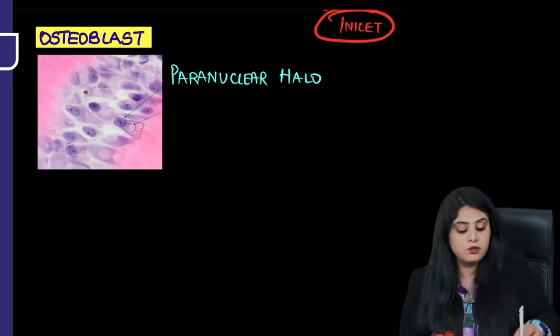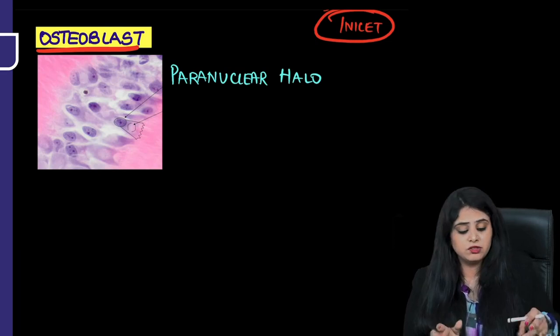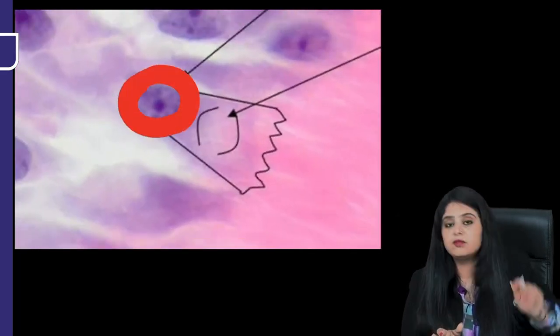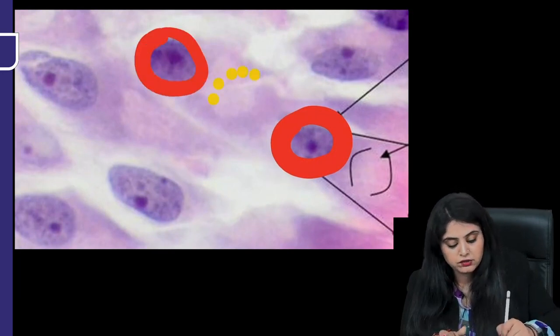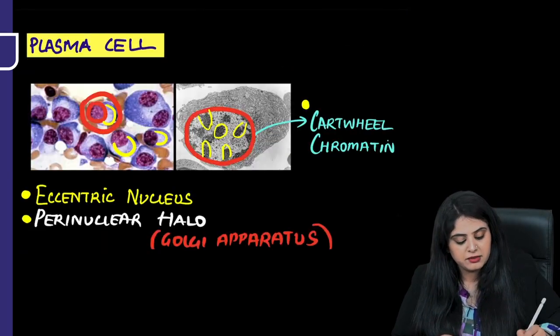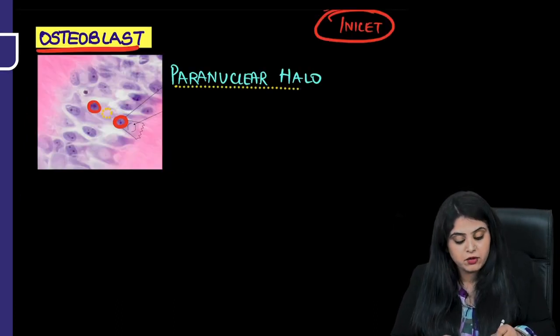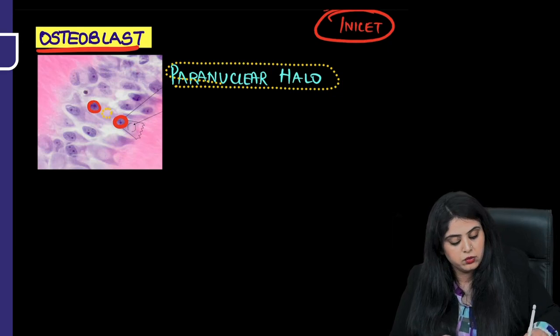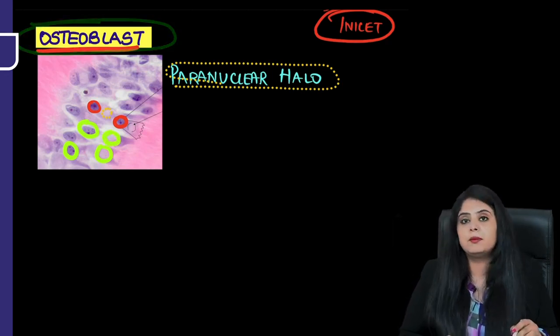Plasma cell ka mimicker is osteoblast, because guys, plasma cell is also in the bone marrow and osteoblast is also in the bone only. But what's the similarity? Dekho, dono ka nucleus is on one side. Dekho, the nucleus is coming on one side, and if you look carefully, there is a whitish area also, but that whitish area is not chipka hua to the nucleus. If you saw in plasma cell, the white area was just around the nucleus like this, chipka hua to the nucleus, perinuclear halo. Whereas in an osteoblast, it is away from the nucleus. It is paranuclear. So look at this. The nucleus is over here and the halo is over here. Paranuclear halo is seen. That is what you call as osteoblast.